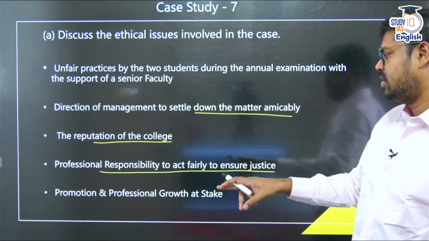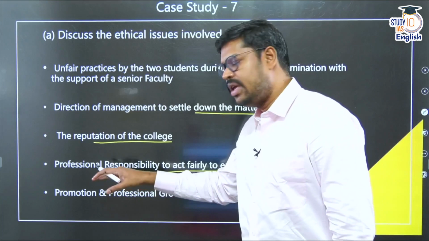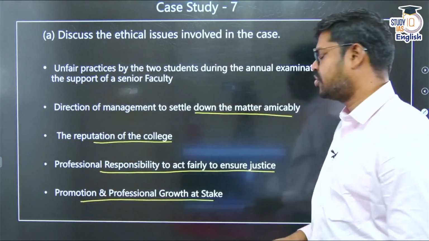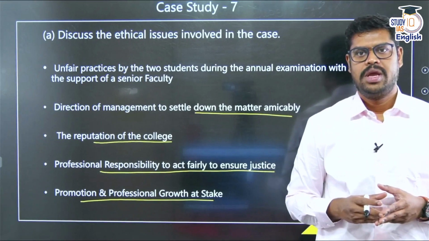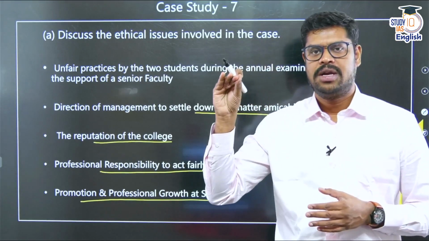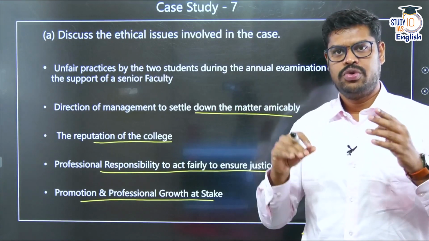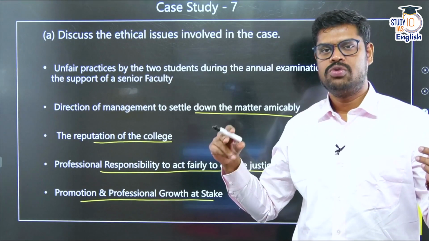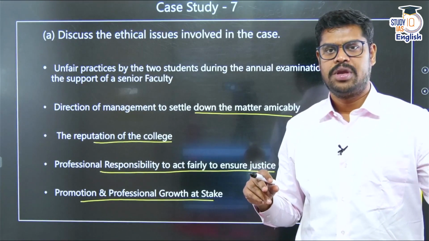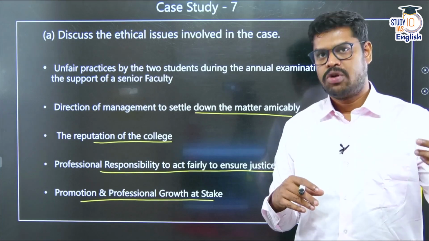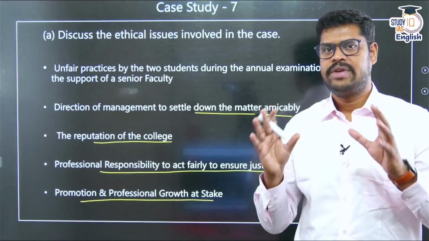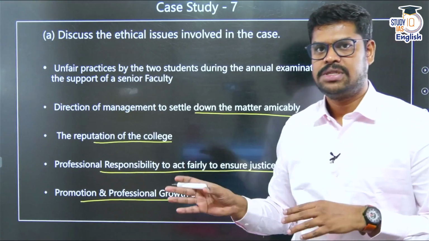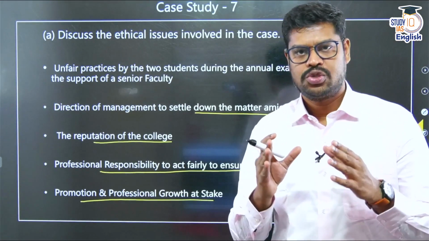And on top of that, the next issue is that if he is going to punish those individuals, it can have an impact on his promotion and professional growth, which is also at stake. The management has given him a hint that depending upon how he handles this issue, he will also get the promotion. So he has to see whether to get promoted or to do the right thing. If he does the right thing, will he get promoted? Probably there is a chance that he may not. So these are all the various ethical issues and dilemmas that he has to go through as the vice principal of the institution as to what to decide.